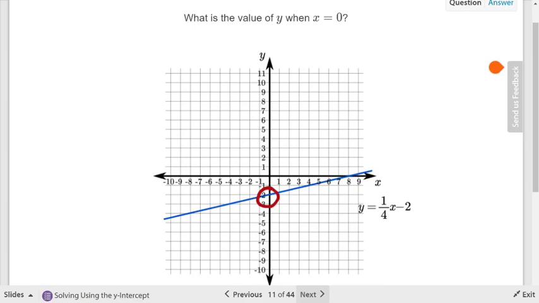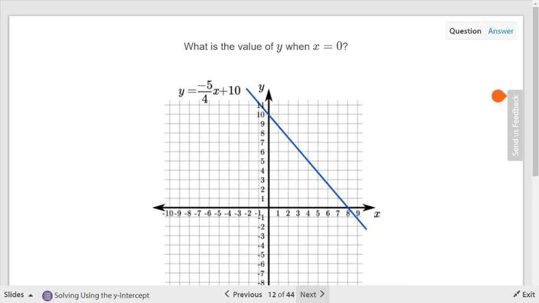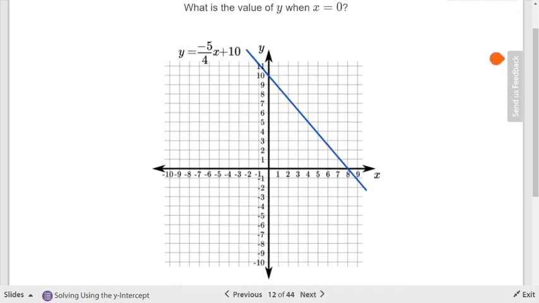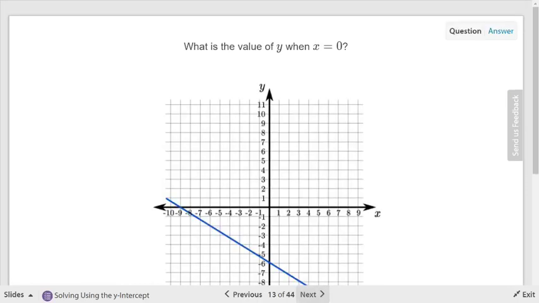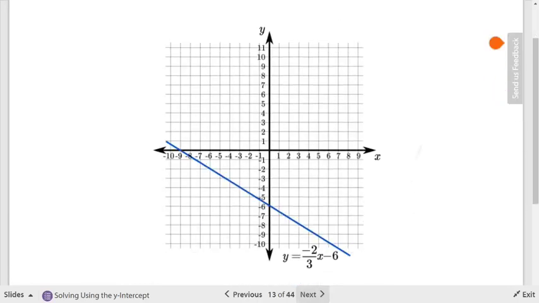Okay. Excellent. I'm very pleased. All of you are geniuses. I am very happy with that. Okay. What is the y value here when x equals 0? 10. Positive 10. Good. I like that positive. That's good. All right? Okay, good. All right, here we go. What's the y value when x equals 0?